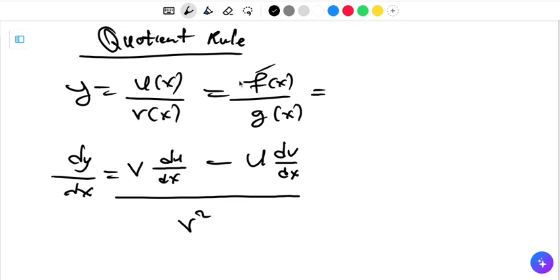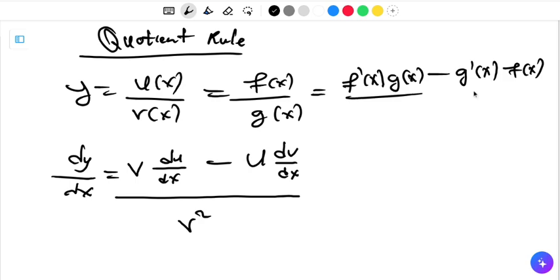But let's say, for example, you just want to go direct when you have been given the functions f of x and g of x. What are you supposed to do? The first thing, you need to find f prime, the dy dx of f, then multiply by the g function, and then minus. For the second part, you find the g prime, multiply with the f function, then divide by g of x, and square this part. These two are just the same, so use whichever way you like.